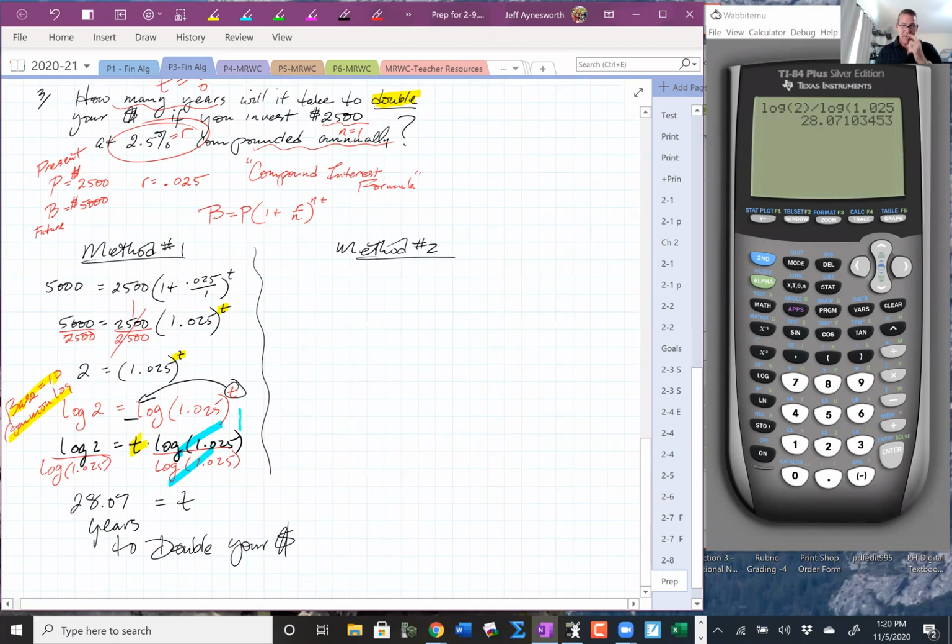Okay, so now that's dealing with the base 10. There's two bases on the front side of your calculator. On the left side of the TI-84, there's the log button, the common log, and then there's the natural log. So method 2 uses the natural log.